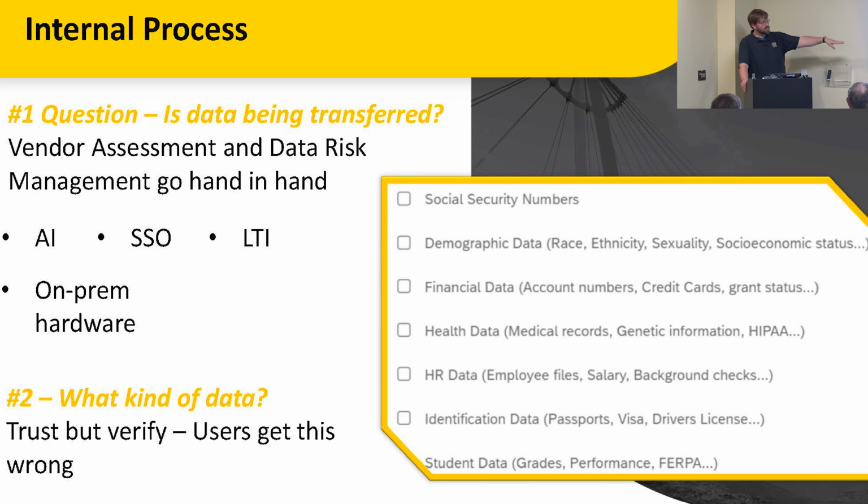The second step here, once we know they're sending data, is that part of our survey asks them, what kind of data are you sending? A lot of times they'll say, yes, I'm sending data, I need to go through this process. Then they'll get to this question and say, none, I'm not sending anything. So with your users, trust but verify. A lot of times they get it wrong. We do ask this question because if they say, yes, I'm sending finance data, yes, I'm sending health data, that's probably right. If they're admitting to whatever data they're sending, you can trust that.